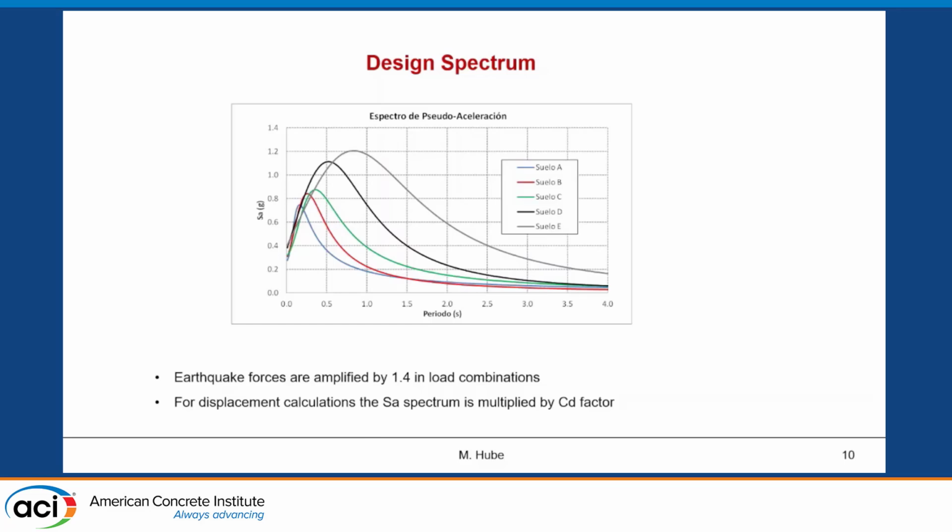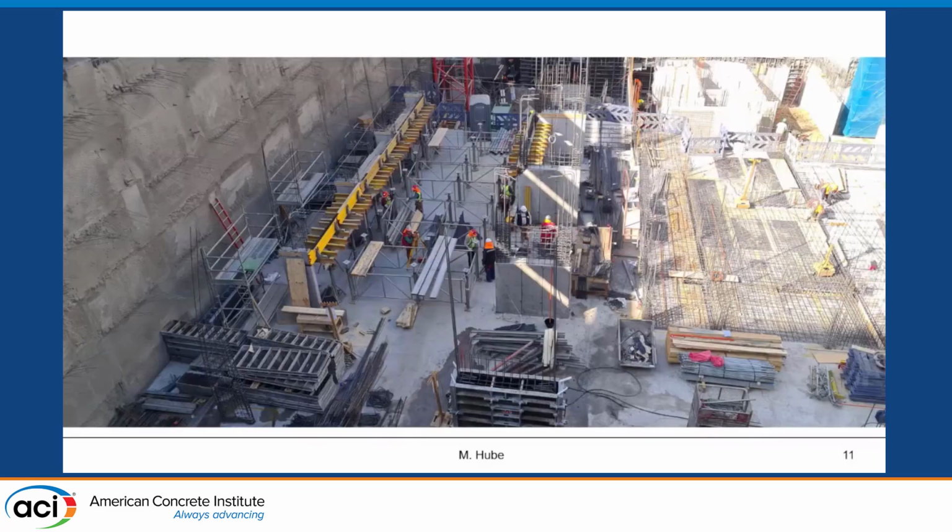This is the design spectrum, how it looks for different soil types. And then for load combinations, we use a 1.4 factor for amplifying the earthquake loads. And then for estimating displacements and drift, we multiply those displacements by a factor to be conservative. So the displacement spectrum is not compatible with the pseudo-acceleration spectrum because of this Cd factor.